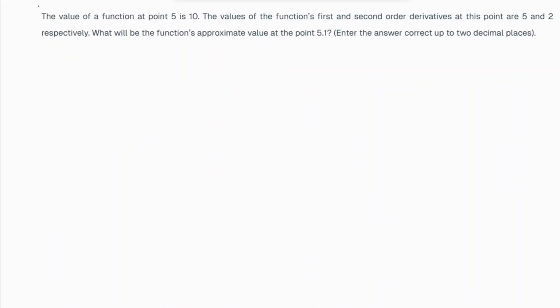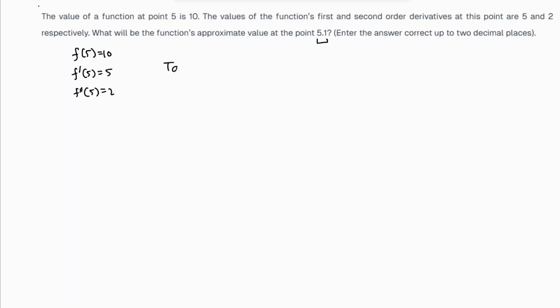Alright, so here we have a question on Taylor's theorem. It says the value of a function at the point 5 is 10, which means f of 5 is equal to 10. The values of the function's first and second order derivatives at this point are 5 and 2 respectively. That means f prime at 5 is 5 and f double prime at 5 is 2. And what will be the function's approximate value at the point 5.1?